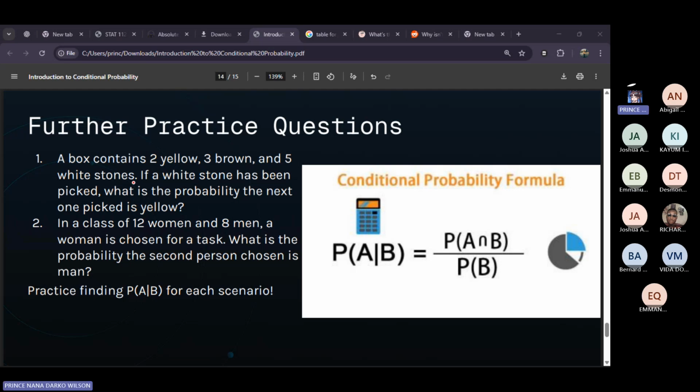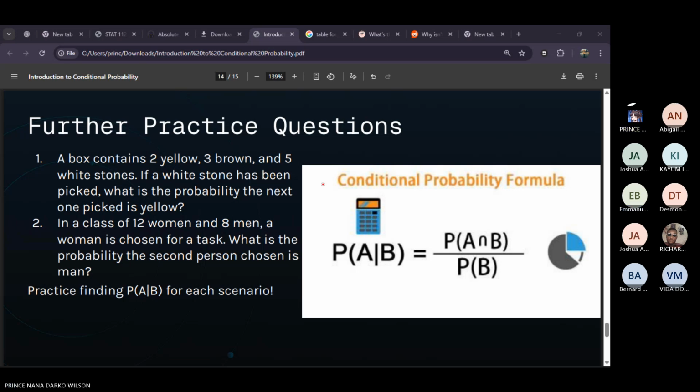So we are dealing with yellow balls, okay? Yellow stones. Why are we talking about balls? Are we talking about white stones or yellow stones? It says that you first pick the white stone. What is the probability that the next one is yellow? Okay. So reconsider, okay? So to the others too, we are waiting for you.